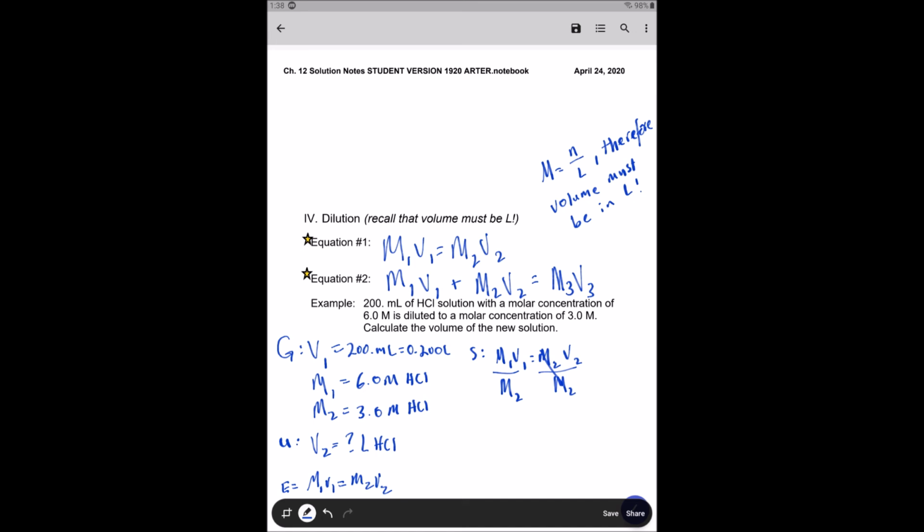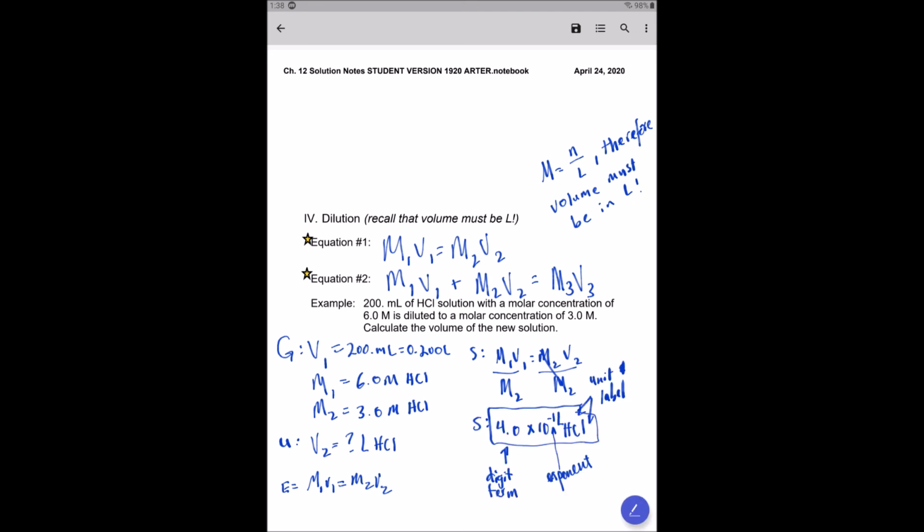Big thing here, since molarity is moles per liter, your volume must be in liters. So you'll see that the 200 milliliters was converted to 0.200 liters. But to get V2 by itself, which is our unknown, we divide by M2. Notice those cancel out. And we can go ahead and get our final answer there. Sig figs, two of them, two sig figs, digit term, exponent, and label. So don't forget those things.